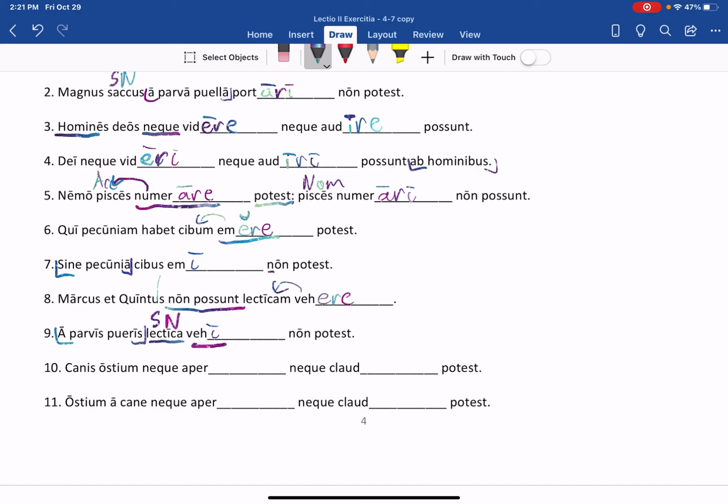Number 10, canis ostium neque aperire, neque claudere potest. The dog is neither able to open the door nor to close the door. Ostium a cane neque aperiri neque claudi potest. The door by the dog is neither able to be opened, aperiri, nor to be closed, claudi. And claudere is a third conjugation, so it's claudi instead of clauderi.